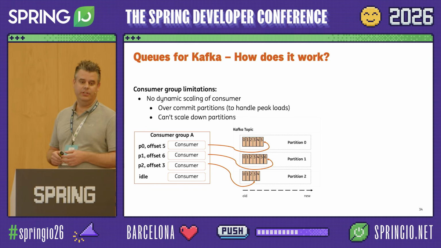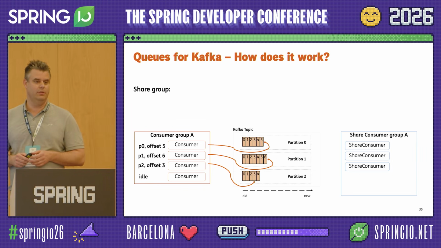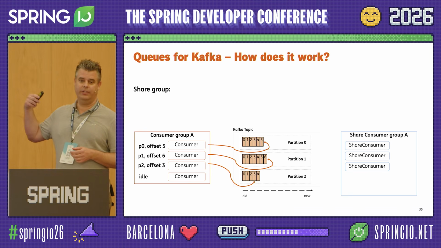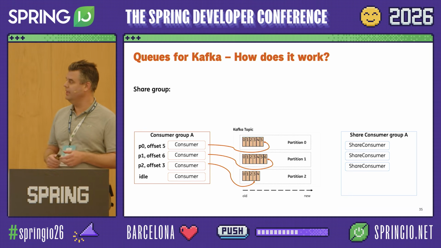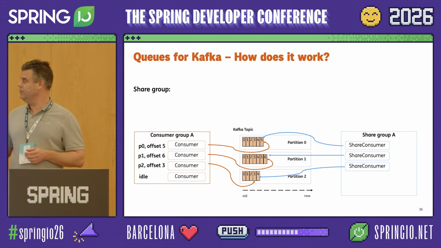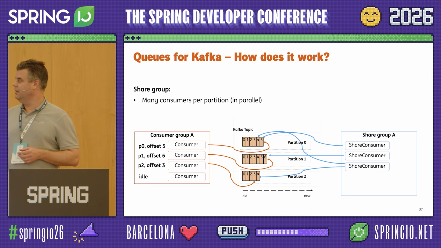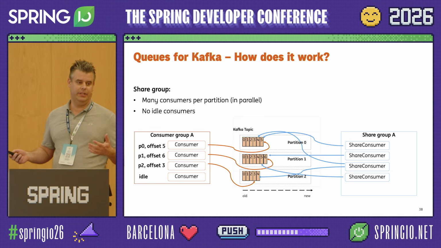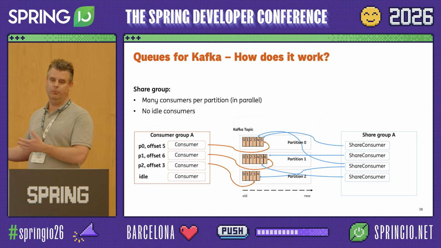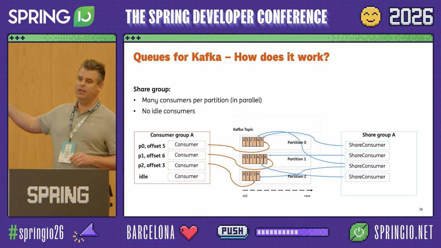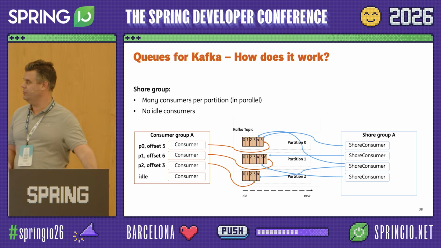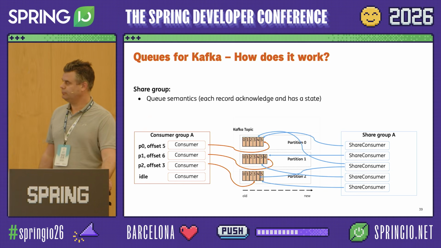So that is basically what the share groups in Kafka are going to fix for us. There's a new concept called a share group, a share consumer. And the nice thing is that we can consume with multiple consumers from multiple partitions, and multiple partitions can be assigned to multiple consumers. And we can scale beyond the number of partitions. So this is the first time in Kafka you can actually do this.